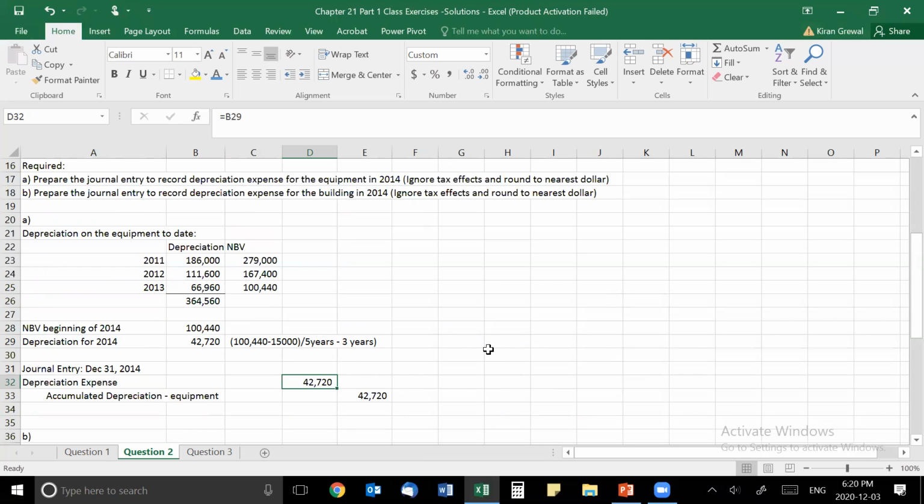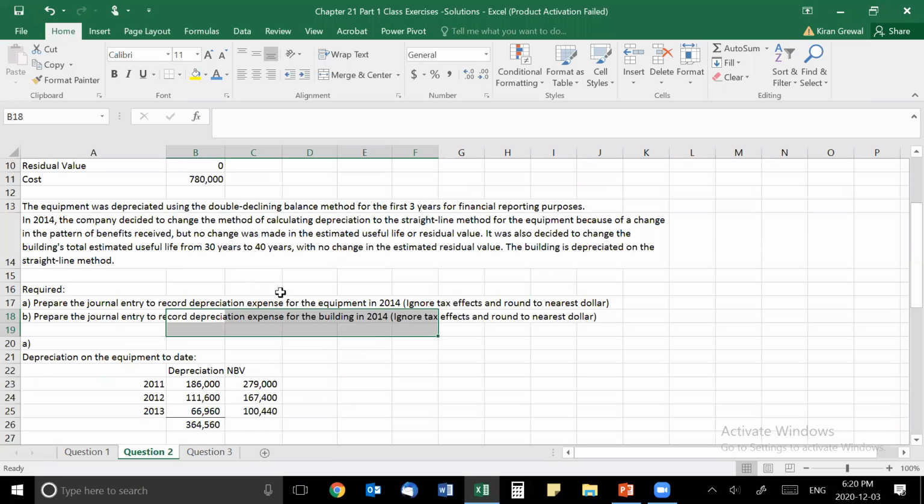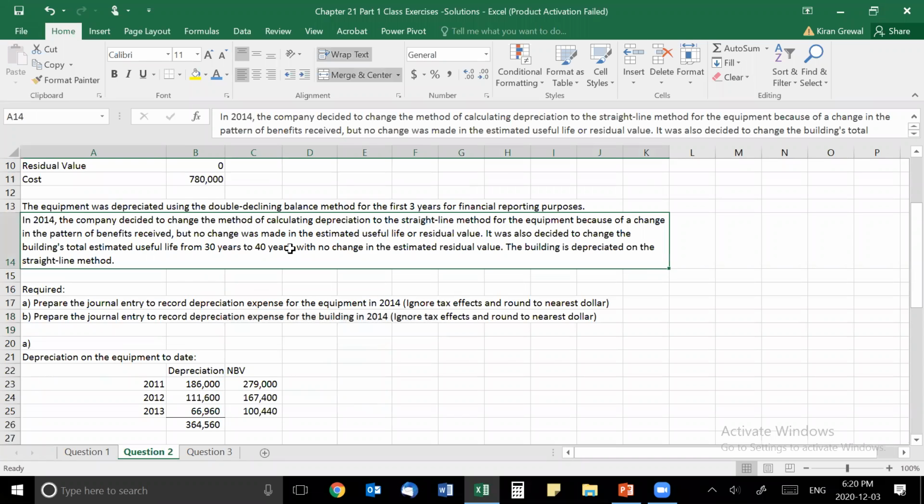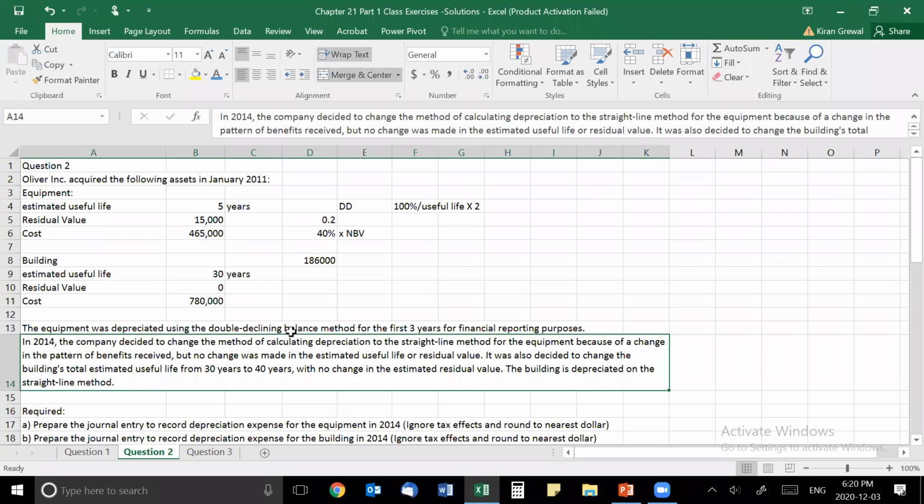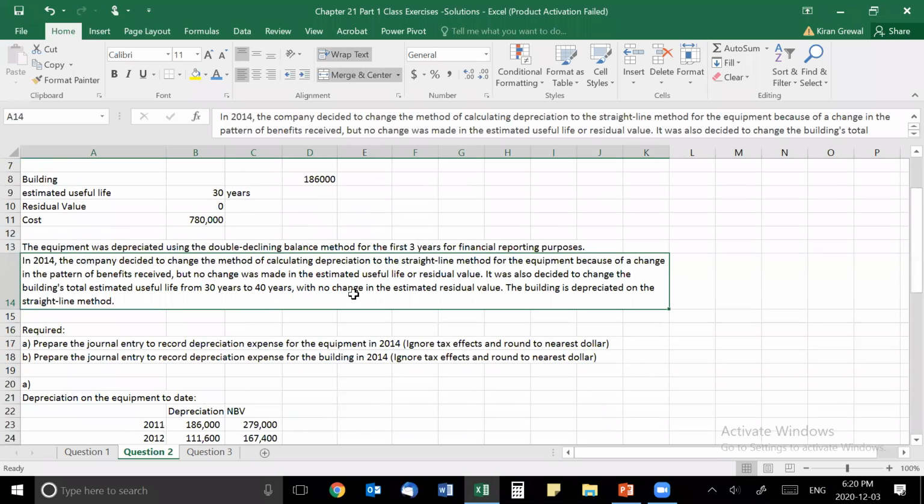Okay. Part B talks about what's the depreciation expense for the building, or what's the new depreciation expense in the 4th year. So here, what they decided to do was change the useful life from 30 years to 40 years. And it looks like this was an estimate change. It doesn't say it was an error, so we can assume that's an estimate change.